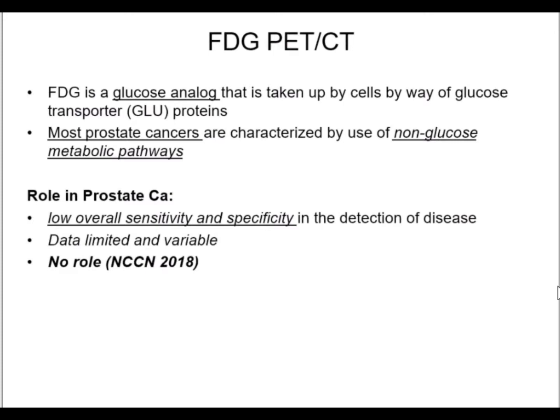Now, FDG PET is the conventional imaging that's been well utilized in other disciplines. We know FDG is a glucose analog taken up by cells by way of glucose transporter proteins. Now, we know that most prostate cancers use a non-glucose metabolic pathway. And therefore, what's the role in prostate cancer? Very limited, because overall the sensitivity and specificity is quite low. And currently in NCCN guidelines last year, it was declared there was no role of FDG PET in prostate cancer.